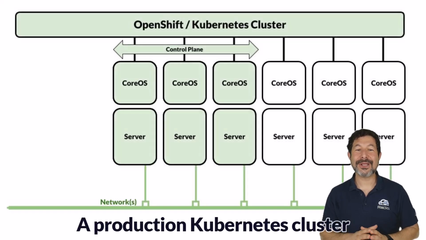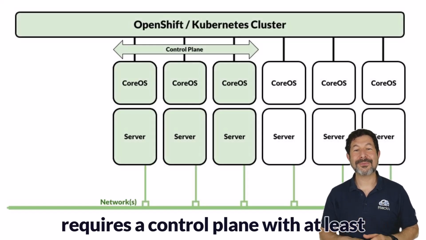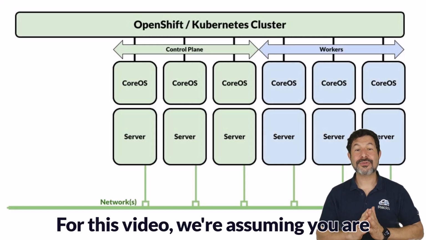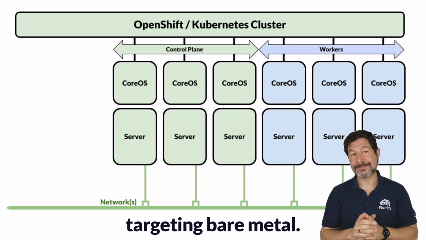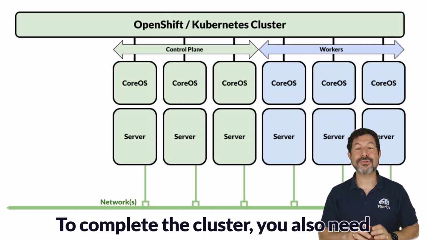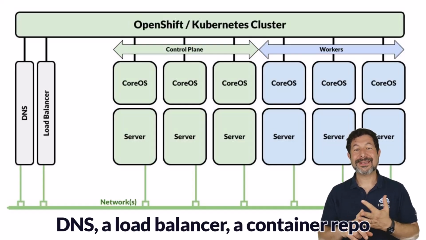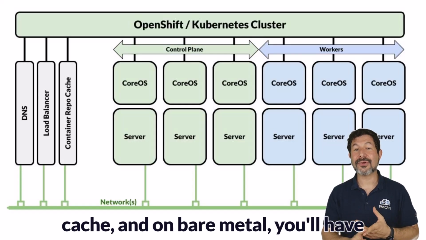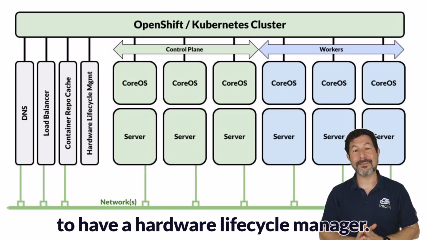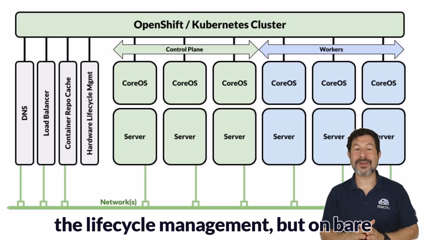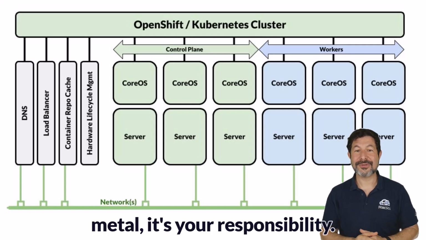A production Kubernetes cluster requires a control plane with at least 3 nodes and 1 worker. For this video, we're assuming you are targeting bare metal. To complete the cluster, you also need supporting infrastructure: DNS, a load balancer, a container repo cache, and on bare metal, you'll have to have a hardware lifecycle manager. In cloud installs, the provider handles the lifecycle management, but on bare metal, it's your responsibility.